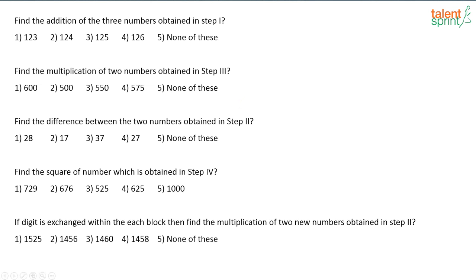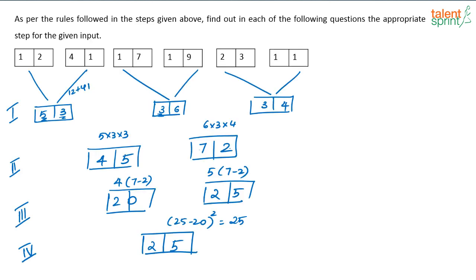Next, though it's okay that it was just one step, now look at the questions that follow. Find the addition of the three numbers obtained in step 1. These are the three numbers obtained in step 1: 53 plus 36 plus 34. Sorry.